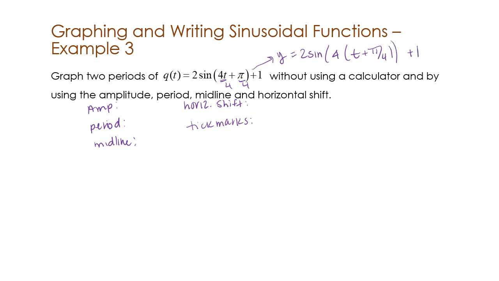Okay, so our amplitude is going to be the absolute value of 2, which is 2. Our period is 2 pi divided by b, and the b value here is 4. So it's going to be pi over 2 is our period. Our midline is at y equals 1. Our horizontal shift is going to be pi over 4 to the left, because it's going to go in the negative direction, because it's always the opposite. And then our tick marks are going to be our period divided by 4, so that gives us pi over 8.